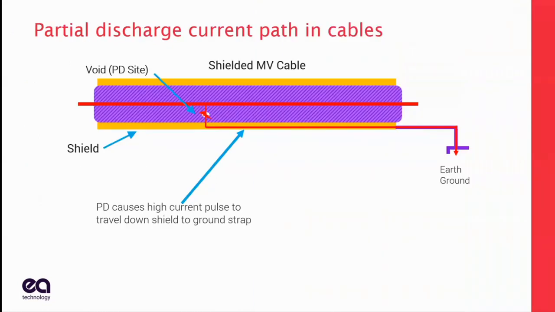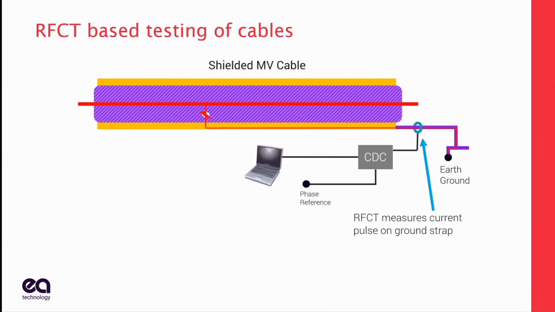When you have partial discharge in a cable, remember back to my picture with the 3 capacitors. I've got a conductor, I've got the orange is the shield, and I've got a void in between them, and I've got a discharge current. That discharge current is going to travel down the shield, through the insulation, and then down the shield into the earth ground. That's how the PD is going to travel.